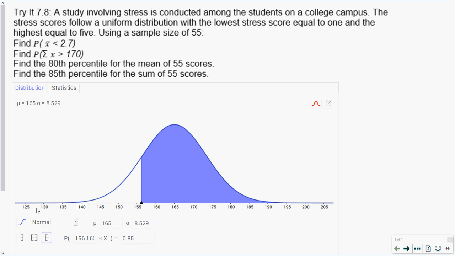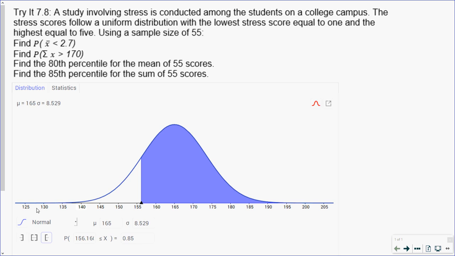A study involving stress is conducted among the students on a college campus. The stress scores follow a uniform distribution with the lowest score equal to 1 and the highest equal to 5. Using a sample size of 55, first let's find the probability that x is less than 2.7.